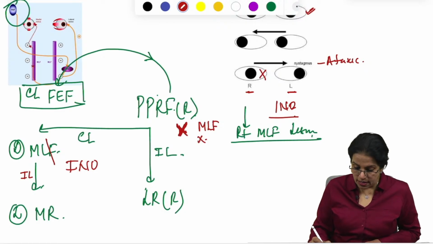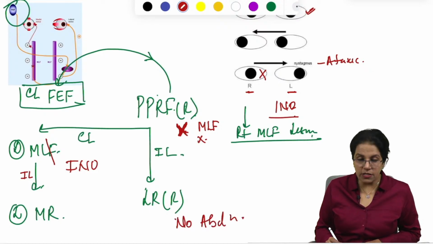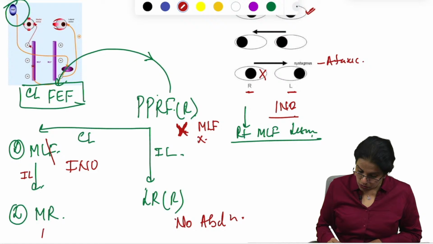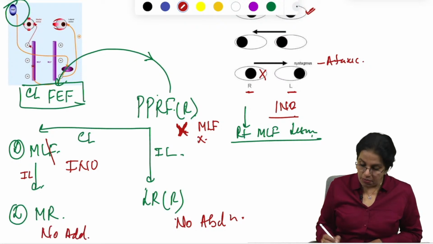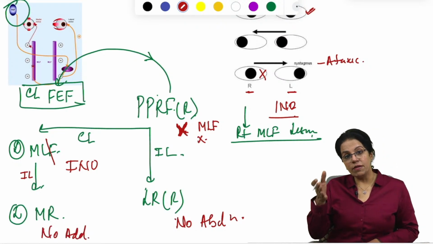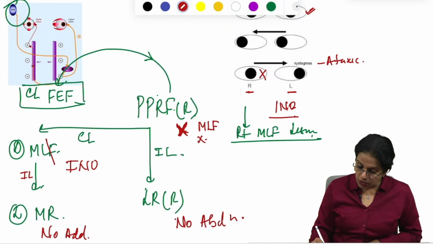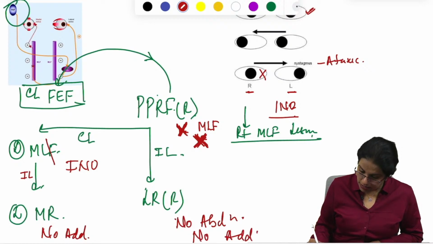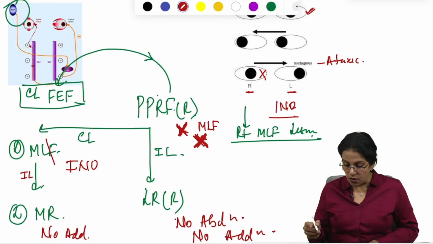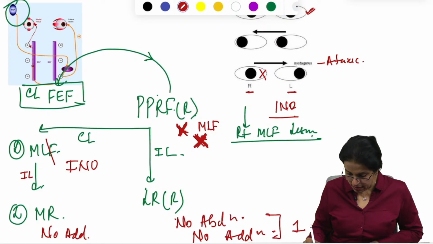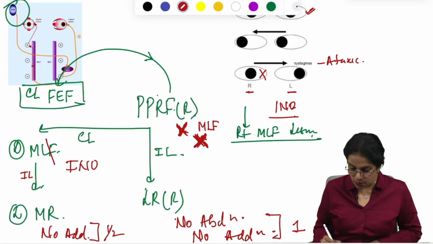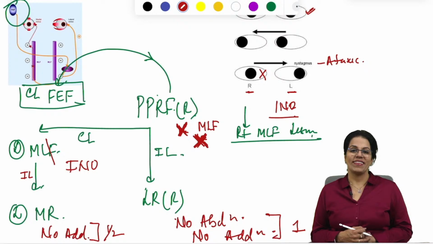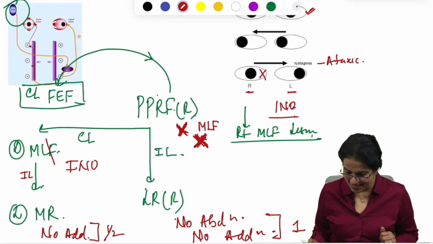then this side has no abduction because LR will not work, and the opposite side has no innervation to the MLF, so no adduction there. But I am saying the side where PPRF is gone, MLF is also gone, because right side MLF is gone as well here, so no adduction on this side. The side whose MLF goes has no adduction. So now one side both are gone and one side only adduction is gone. So this becomes 1.5 syndrome. I hope it is clarified now.